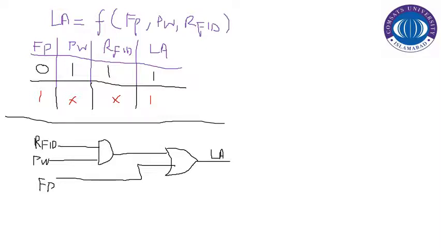So as far as the Boolean function is concerned, basically here we are producing the AND operation and then the OR operation. So lab access is equal to fingerprint or RFID and with password.